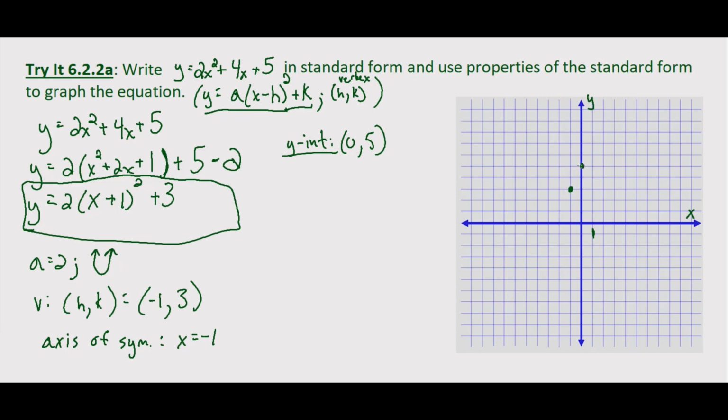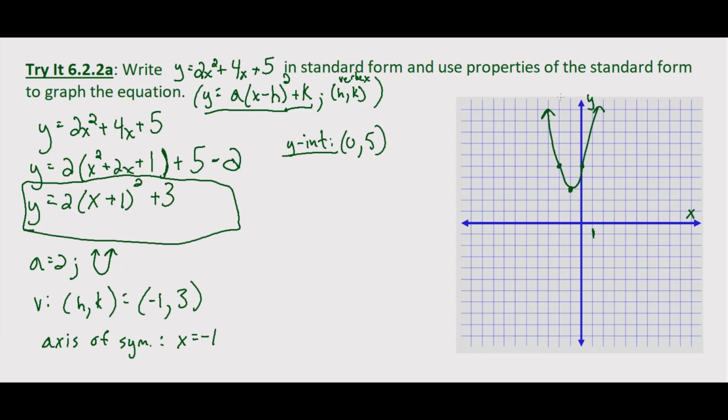Now remember, our axis of symmetry is x equals negative 1, so we're going to have another point over here at (-2, 5). If we wanted to check our graph, we could plot a few more points to verify that they fall on the curve, or just to make the graph more accurate.